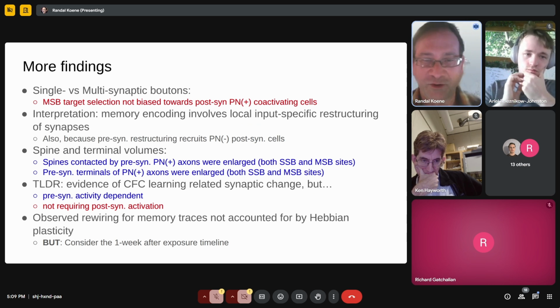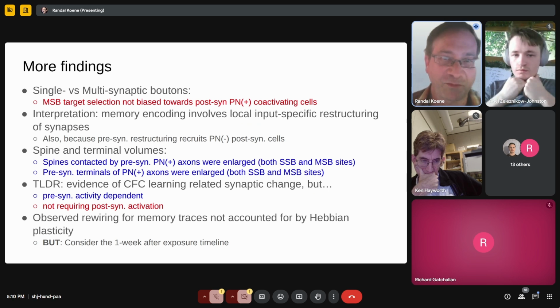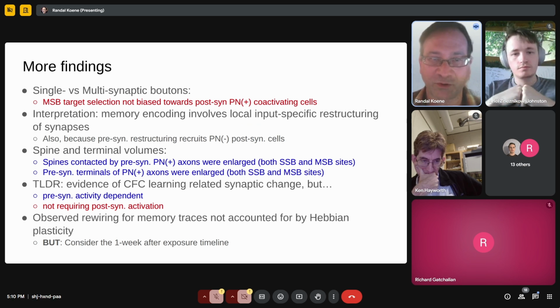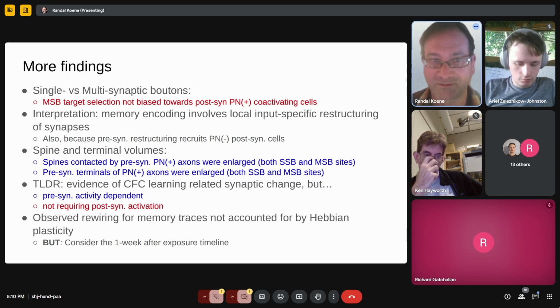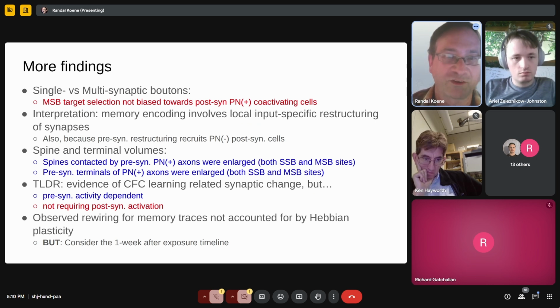The spines of neurons contacted by presynaptic PN plus axons were enlarged for both spines on single synaptic boutons and multisynaptic boutons, and the presynaptic terminals were enlarged, again, for both single synaptic boutons and multisynaptic boutons.